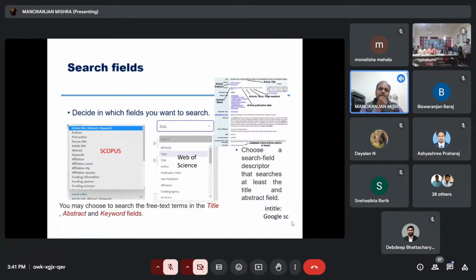So the keywords will be matched with the article title, abstract, or keyword, and that particular article will be available. In the case of Web of Science, you see this is topic, title, author. So this is a little different. You may choose to search the free text in terms of title, abstract, and keyword, or choose a source field descriptor that searches at least the title and abstract field. In the case of Google Scholar, there is an option like that.